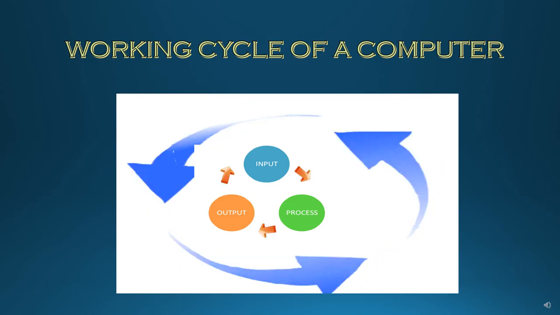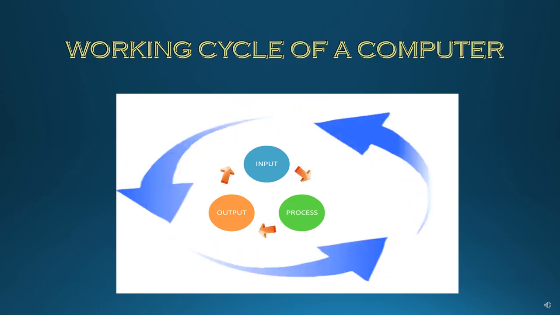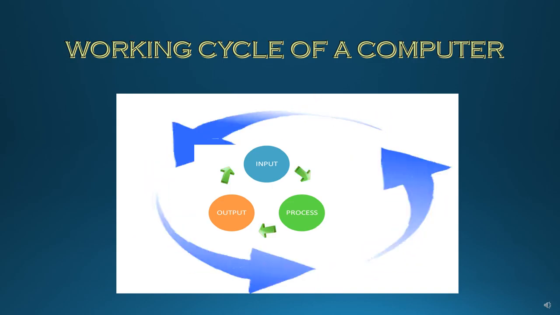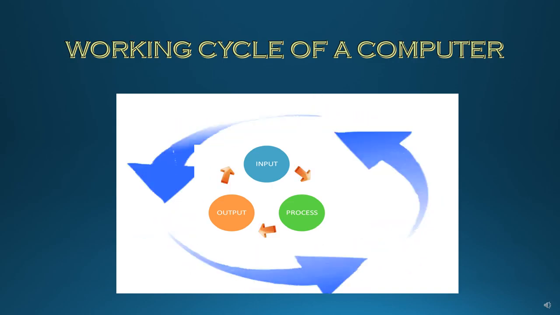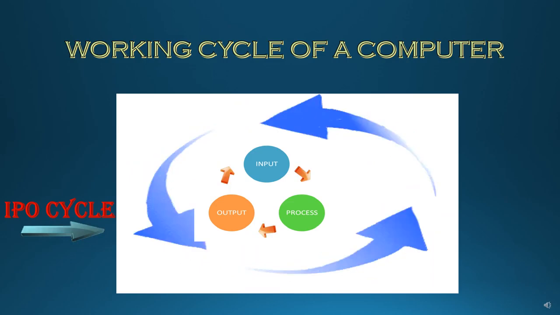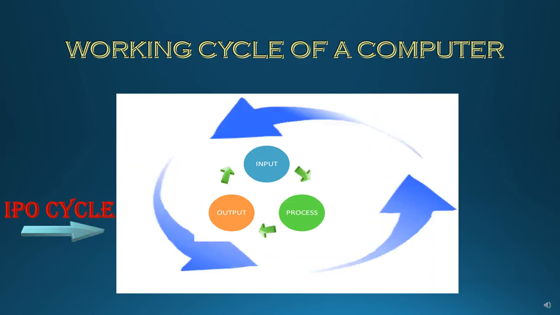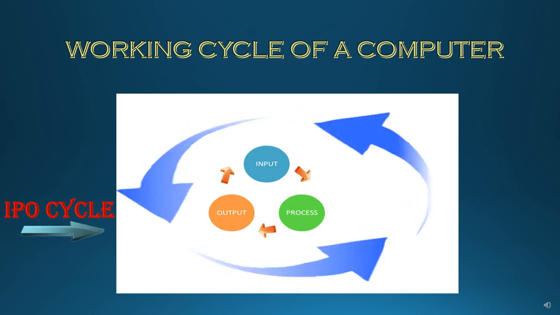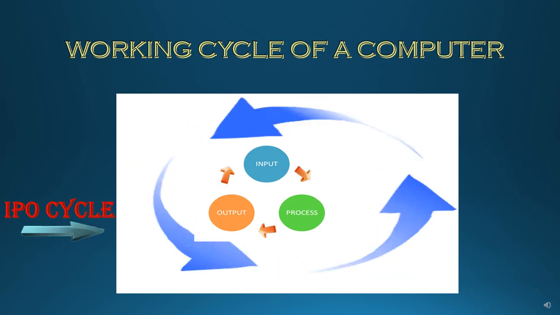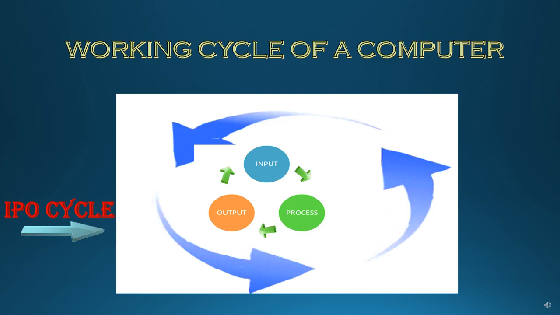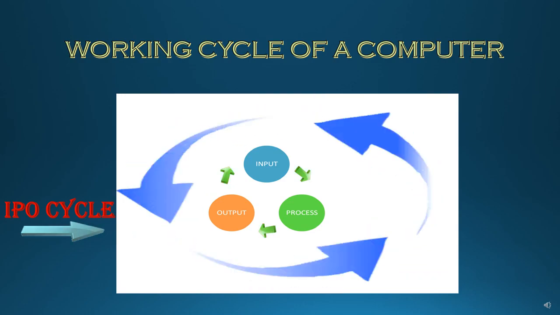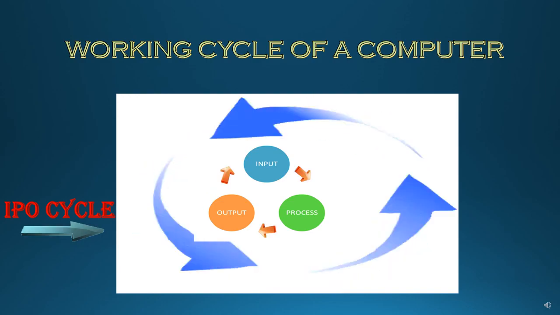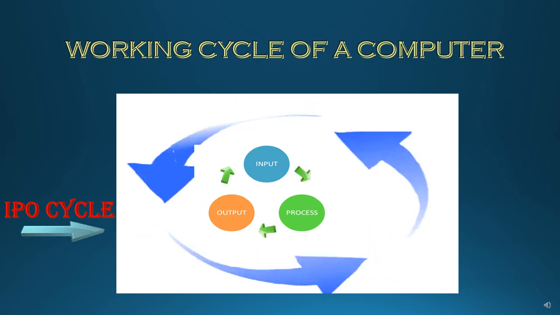The next topic is working cycle of a computer. We know that a computer system performs 3 basic functions, which are input, processing, and output, and we call this cycle an IPO cycle. For example, if I give you a question to solve, my question will become an input for you. You will start solving that question, so that is called processing, and finally you get the answer for that question, which is called output. So the entire process is known as IPO cycle.